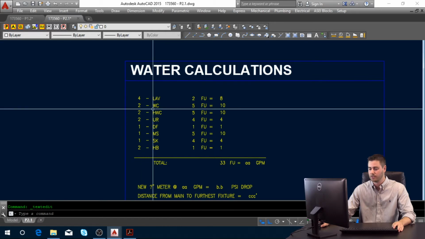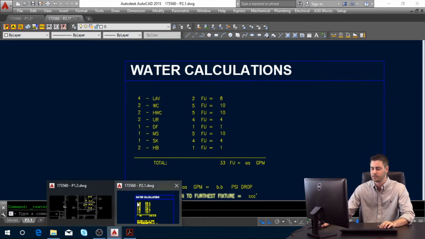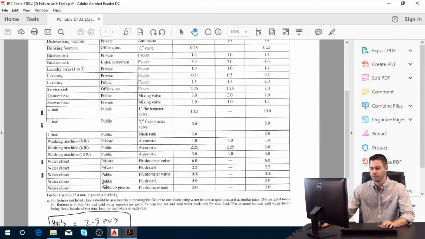Next, you'll go to your water closets. When you're doing water closets, you will notice there are 2 different options here. You'll have your flush tank and your flush valve. Make sure you get this information from the architect ahead of time to know which one you're using. In this case, I already looked at the architect ahead of time and they gave me the flush valves for this project.